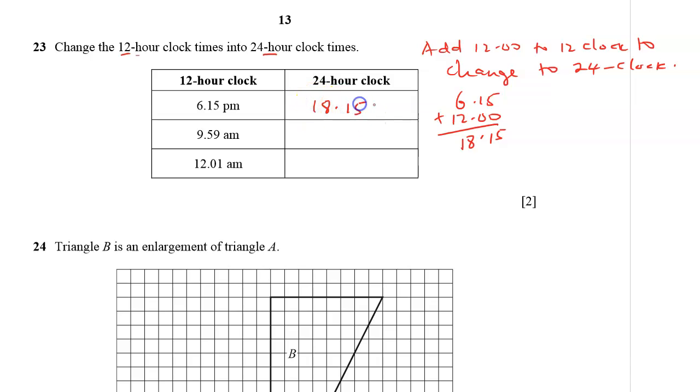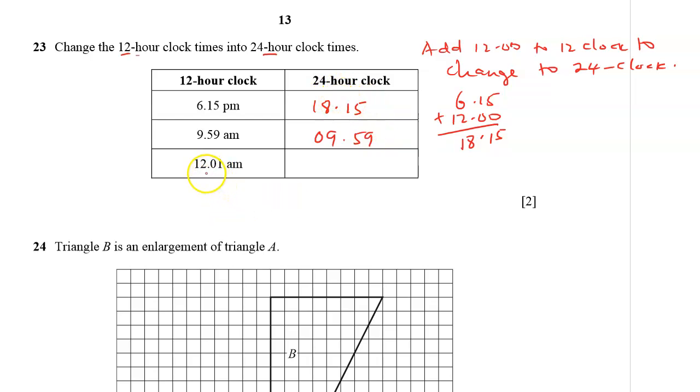But before, you only add 12:00 at PM. During AM you only add 00. So this one becomes 09:59. That is the 24-hour time.